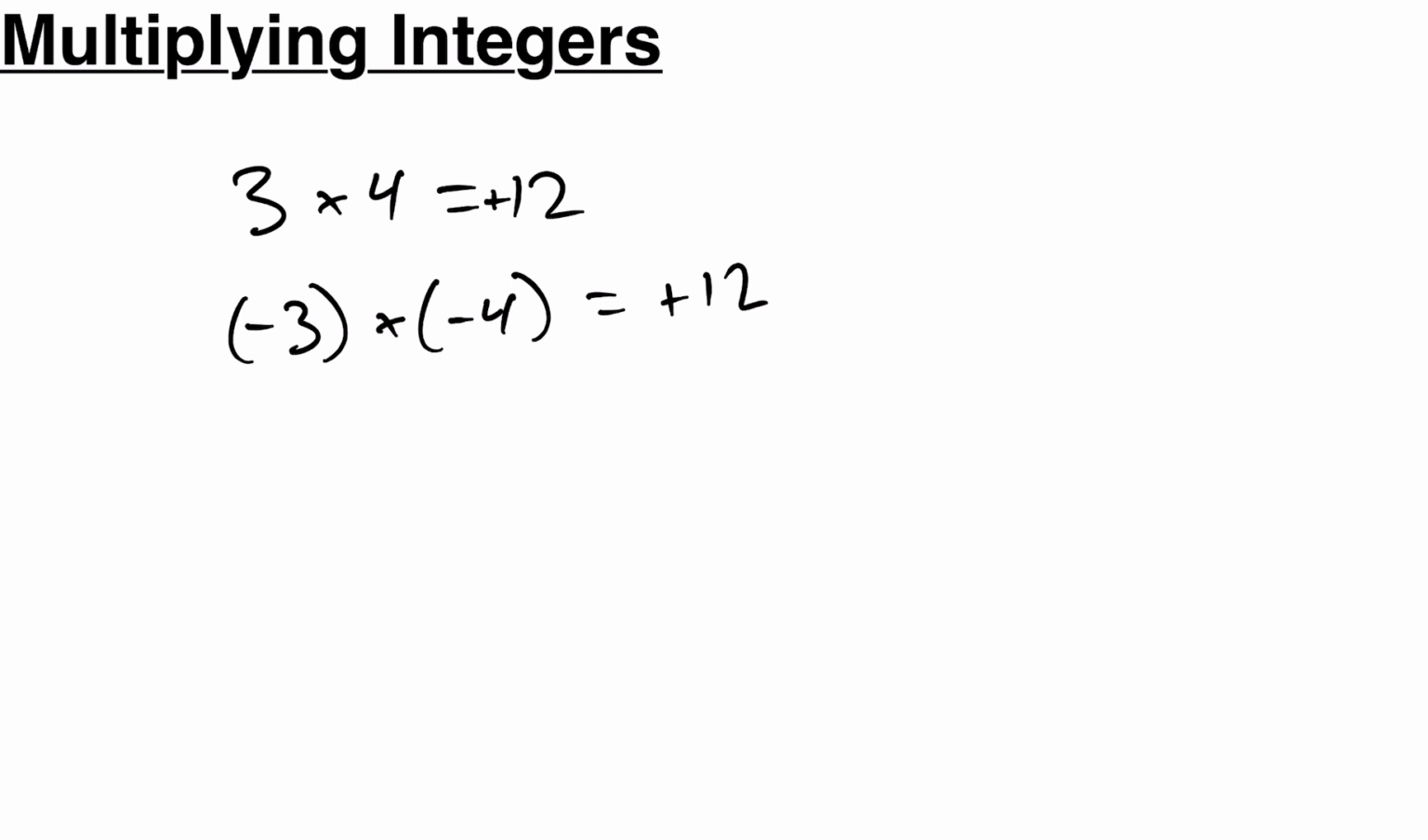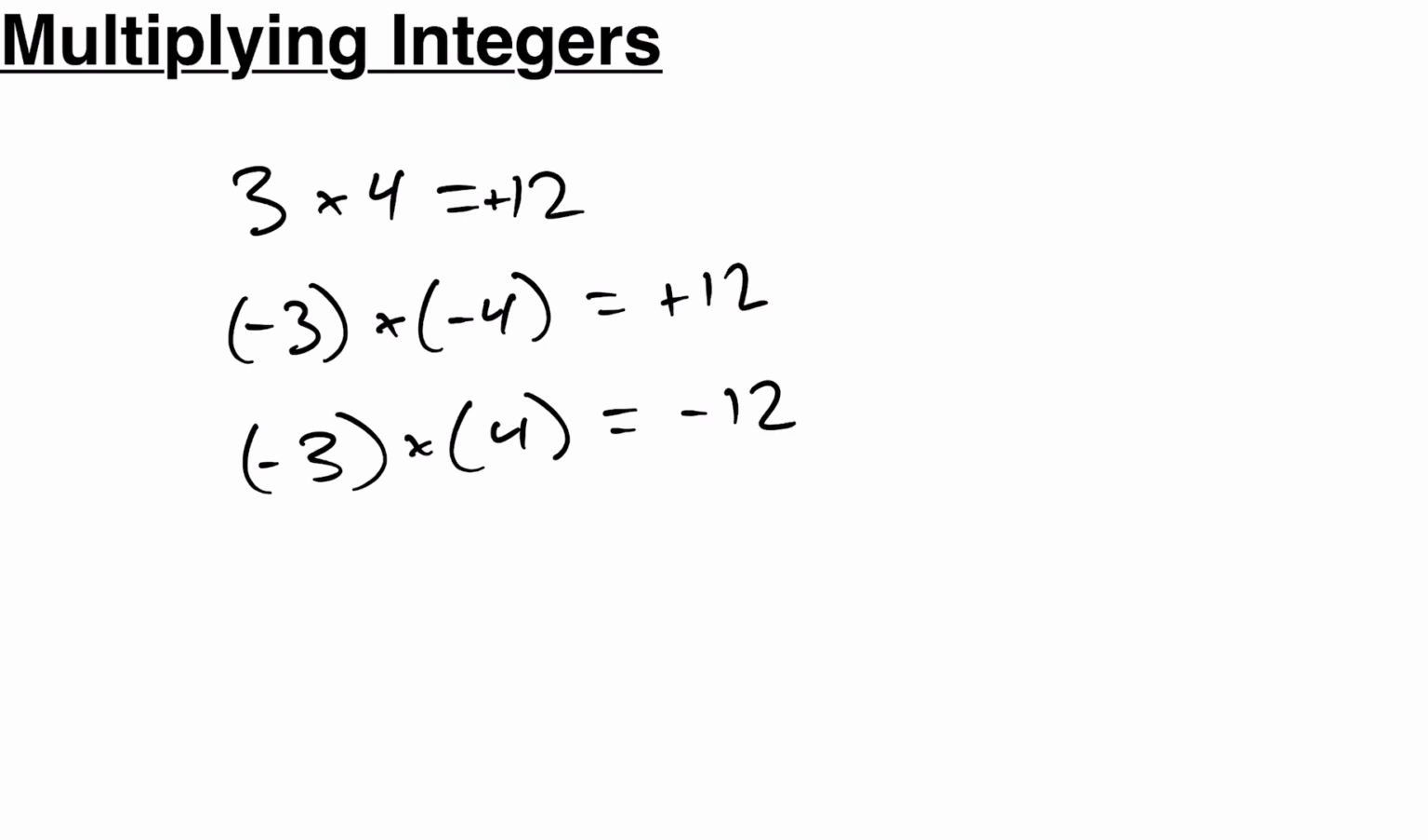Now, let's say I were to give you negative 3 times 4, or positive 4. Well, as a general rule, when you have different signs, so you have a negative here and a positive here, the answer is going to be negative. So negative 3 times positive 4 is equal to negative 12.